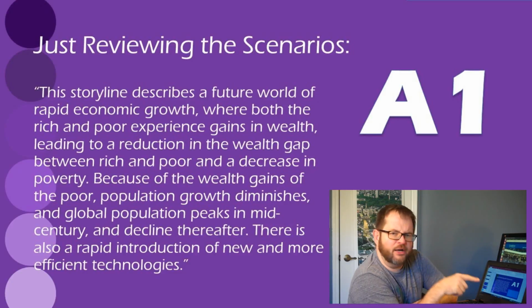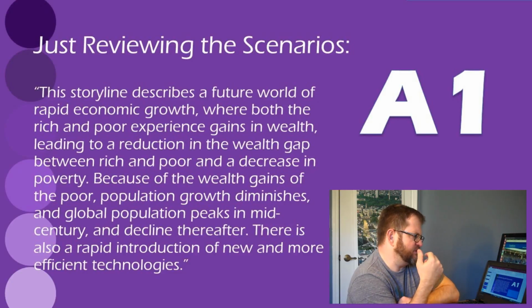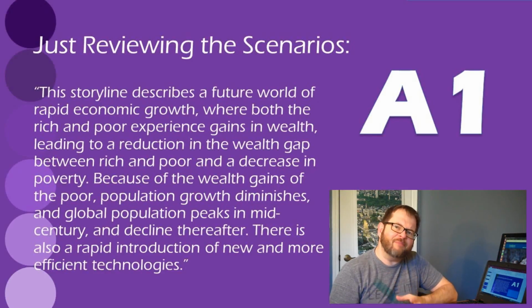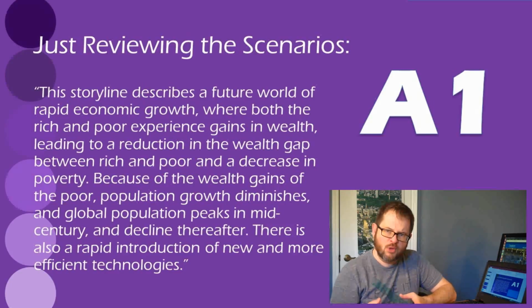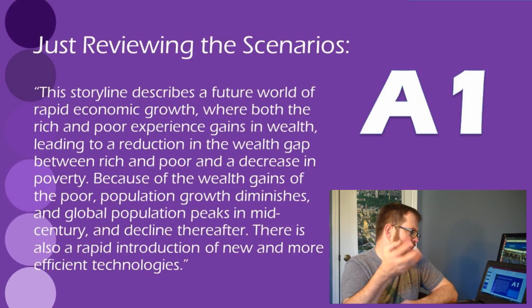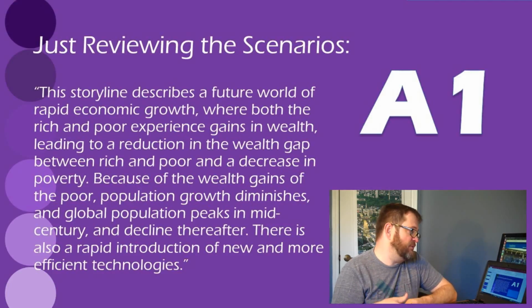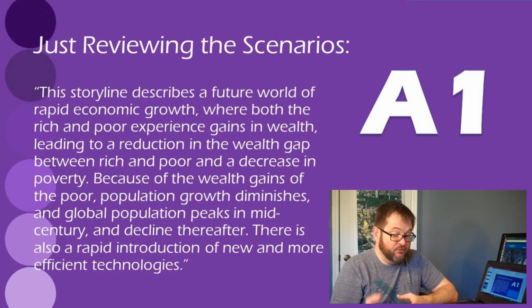So here is A1. Again, these things are described in your readings and so on, but A1 is the storyline that describes a future world of rapid economic development, where the rich and the poor all are going to gain wealth. That A term is growing rapidly, leading to a reduction in the wealth gap between the rich countries and the poor countries, and a reduction of poverty. That means more of those people out there in the world, in a rapidly growing world, are also using more goods and services.